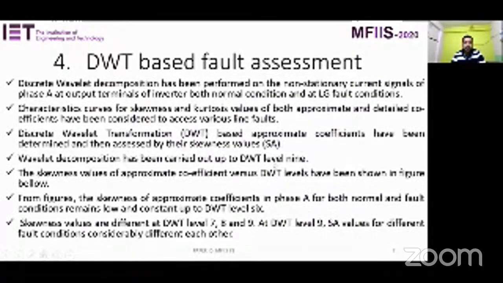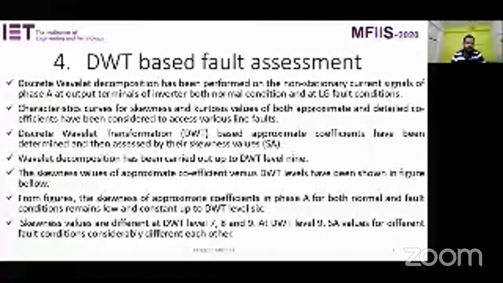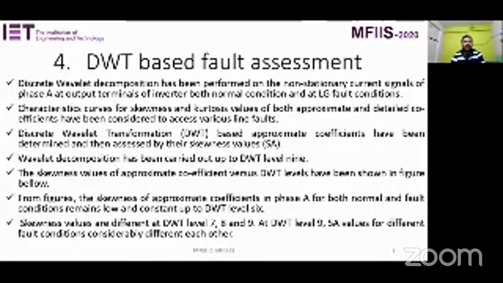DWT-based fault assessment. Discrete wavelet decomposition has been performed on the non-stationary carrier signals of phase A at output terminals of the inverter, both at normal condition and at LG fault conditions. The characteristic curves of skewness and kurtosis values of both approximate and detailed coefficients have been considered to assess various line faults. Wavelet decomposition has been carried out up to DWT level 9.